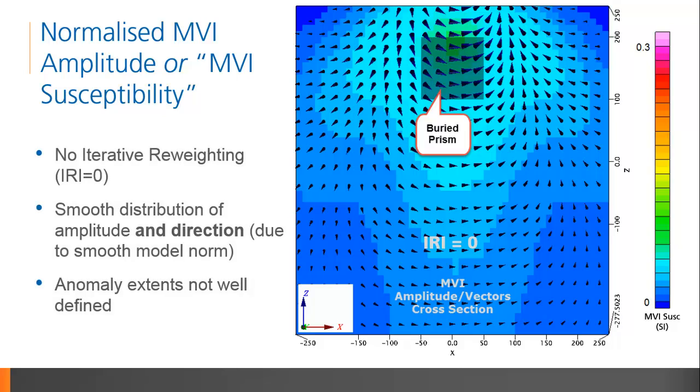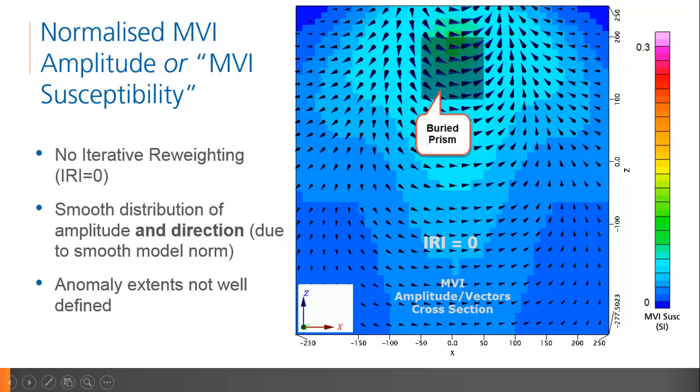We now invert the same TMI response using magnetization vector inversion. By examining the amplitude of the magnetization vector result, which has been normalized by the inducing field strength to yield an analogous MVI susceptibility, we see that the MVI produces a weak positive anomaly in approximately the correct location. Furthermore, the magnetization direction is pretty much easterly, as we would expect. However, the result is too smooth in both amplitude and direction.